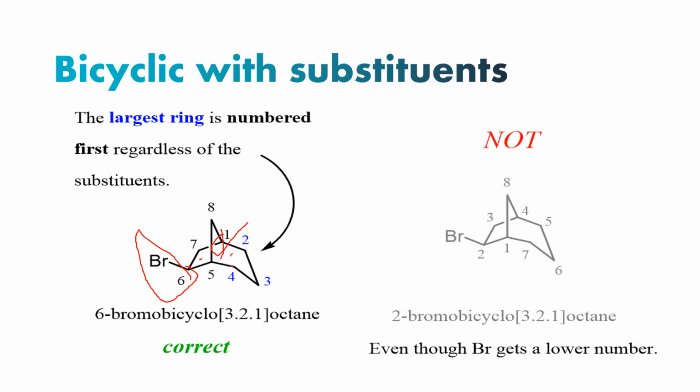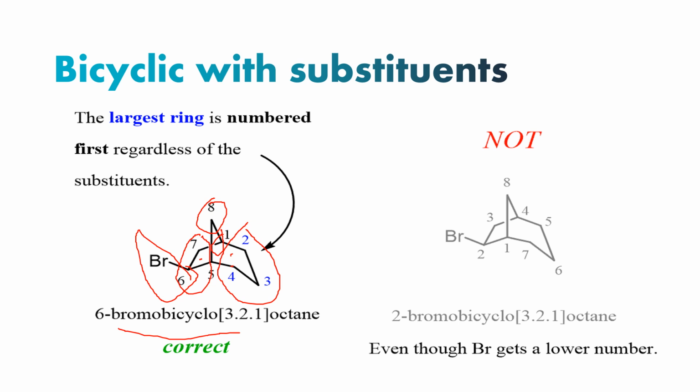and then how many carbon atoms are present here in this ring? There are 3 carbon atoms present, and in this ring only there are 2 carbon atoms present, and therefore you can write [3.2. and in between there is 1 carbon atom present, so it is 1], and total number of 8 carbons, so it is octane. So this is the correct name.